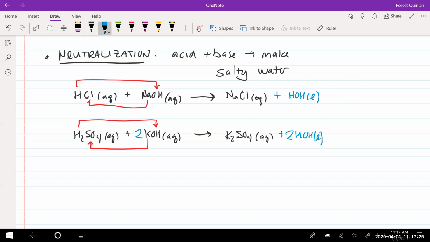I'm going to go ahead and make the note though. In neutralization, using HOH helps to balance. All other times, use H2O.